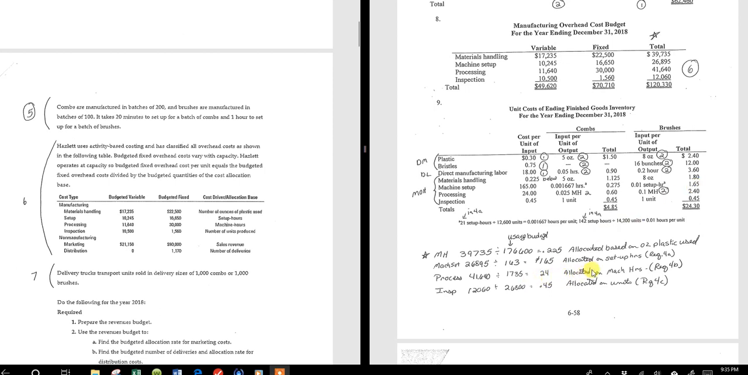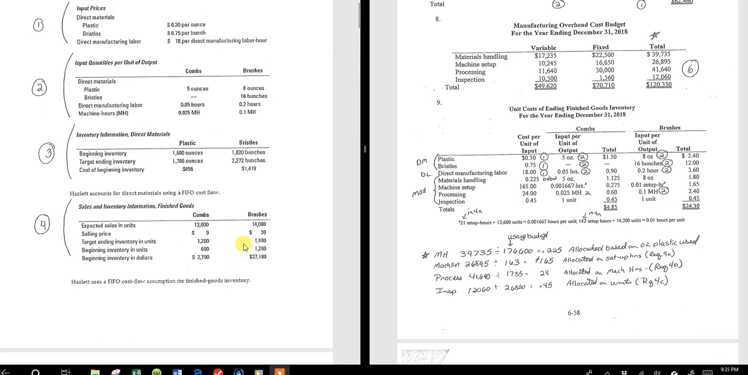Processing is 24 per machine hour, so I have 0.25 machine hours for this one, and inspection is 45 based on the units. So I have 1 unit, so 0.45. The only one that's kind of weird is the setups, because I have to allocate it to figure out how much it is per comb or per brush. So basically what I have is $4.85 of direct material, direct labor, and manufacturing overhead.